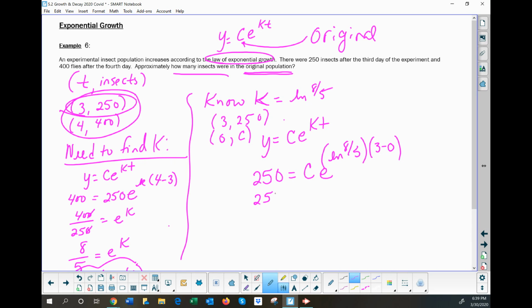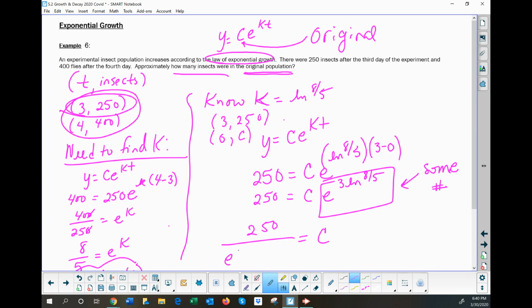I have e to the 3 natural log of 8/5. This is a number, isn't it? Let's just divide by it. That's all we have to do. The original population is 250 divided by e to the 3 natural log 8/5. Just be careful putting it in your calculator, but you should get a c value of 61 insects is what that population started at.